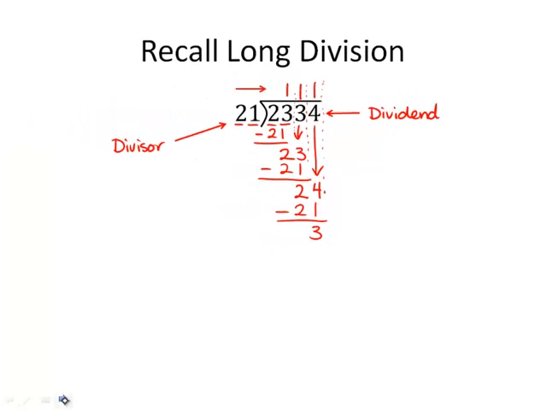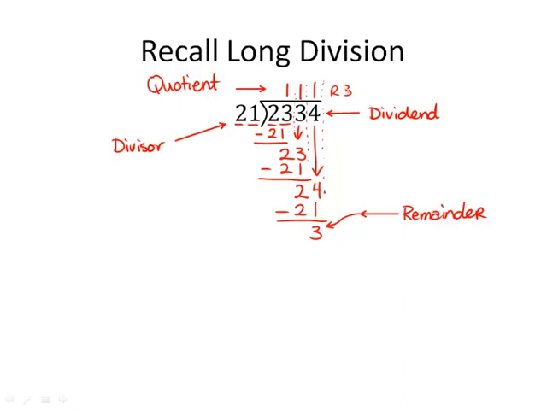So this here is called our quotient. So 21 goes into 2,334 111 times with 3 left over. And this here, 3, is called the remainder. So there was a time where you would have just answered this question as 111 remainder 3.